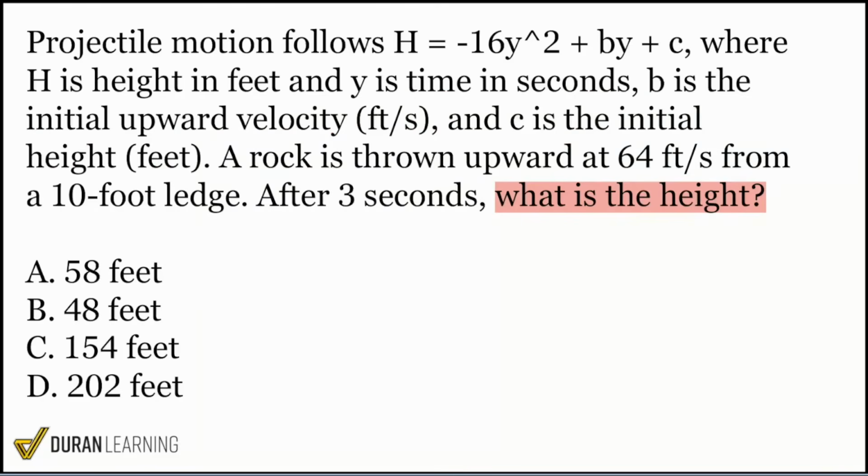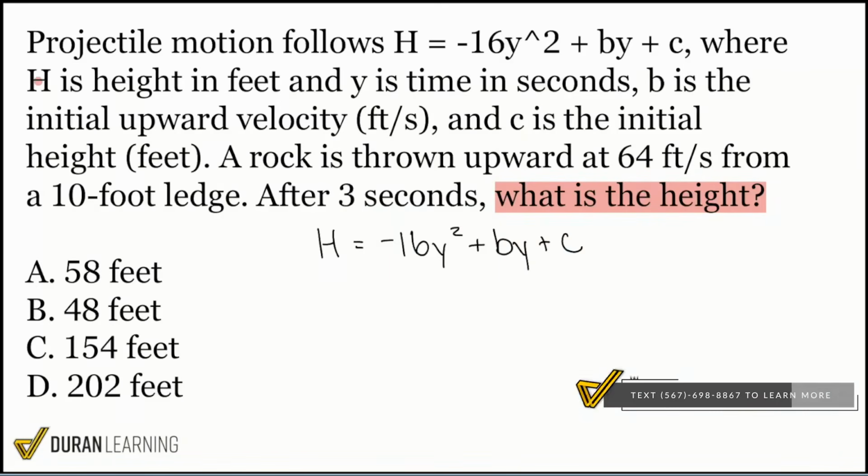So that's a lot of information, but we're going to break it down bit by bit, first writing the equation that we have. h equals negative 16y squared plus by plus c. What we know is that we're looking for the height after 3 seconds. So we have the height defined here.